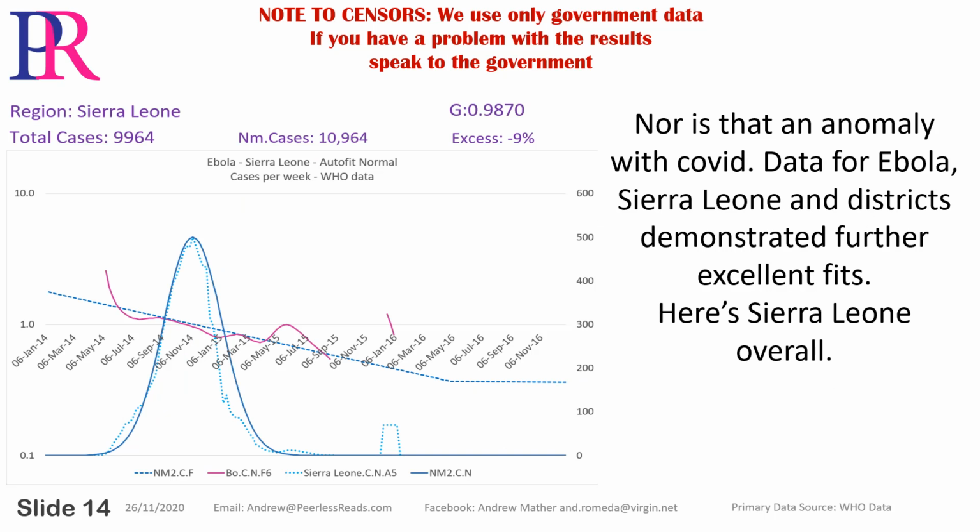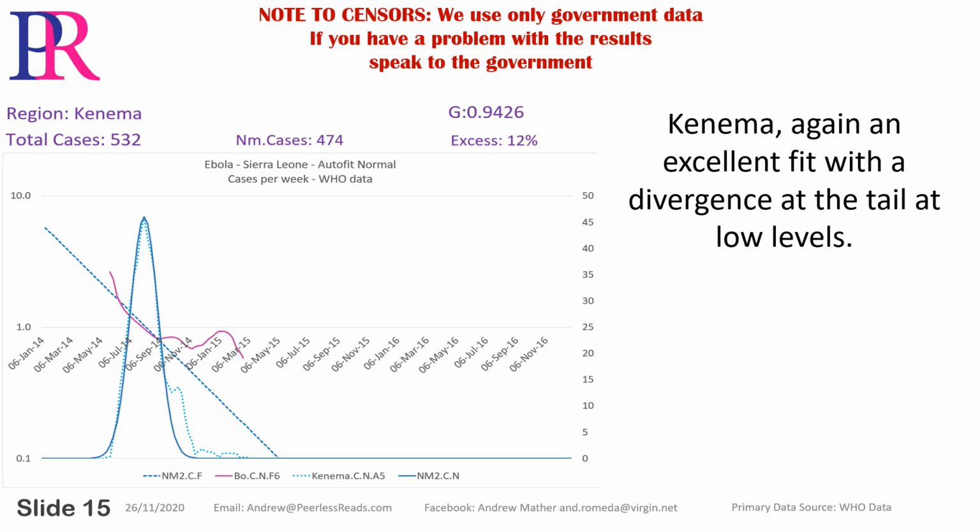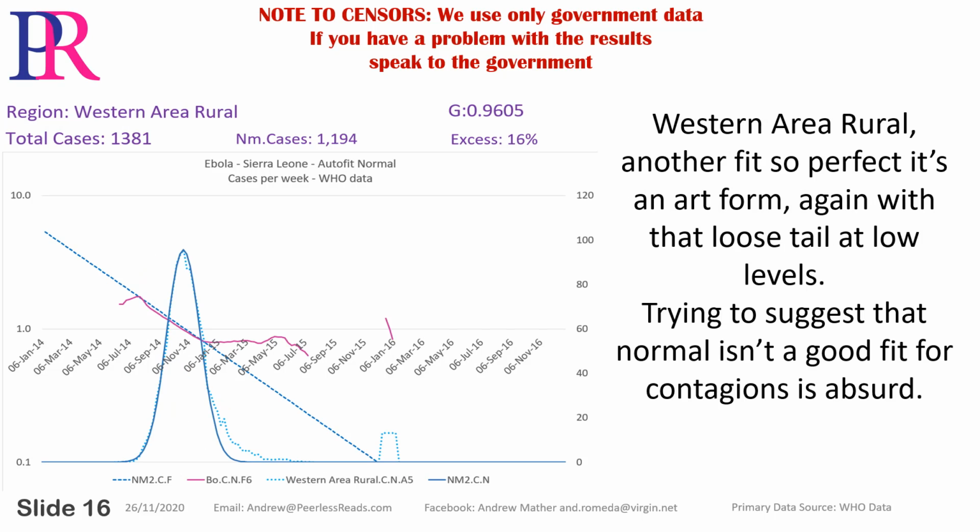Nor is that an anomaly with COVID. Data for Ebola, Sierra Leone, and districts demonstrated further excellent fits. Here's Sierra Leone overall. Kenema, again with an excellent fit and a divergence at the tail at low levels. Western area rural, another fit so perfect it's an art form, again with that loose tail at low levels. Trying to suggest that normal isn't a good fit for contagions is absurd.